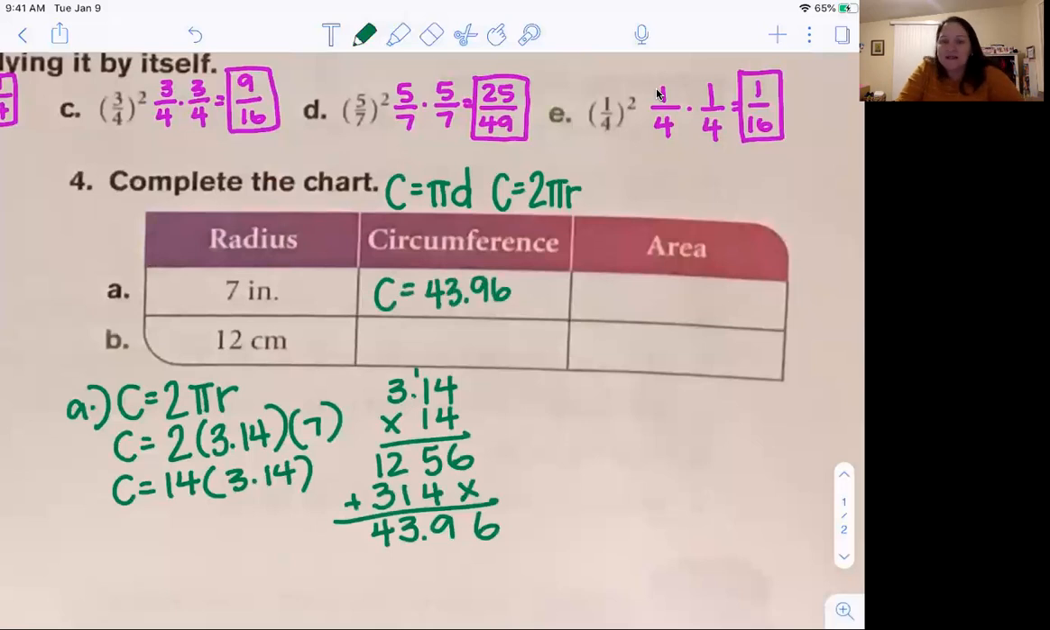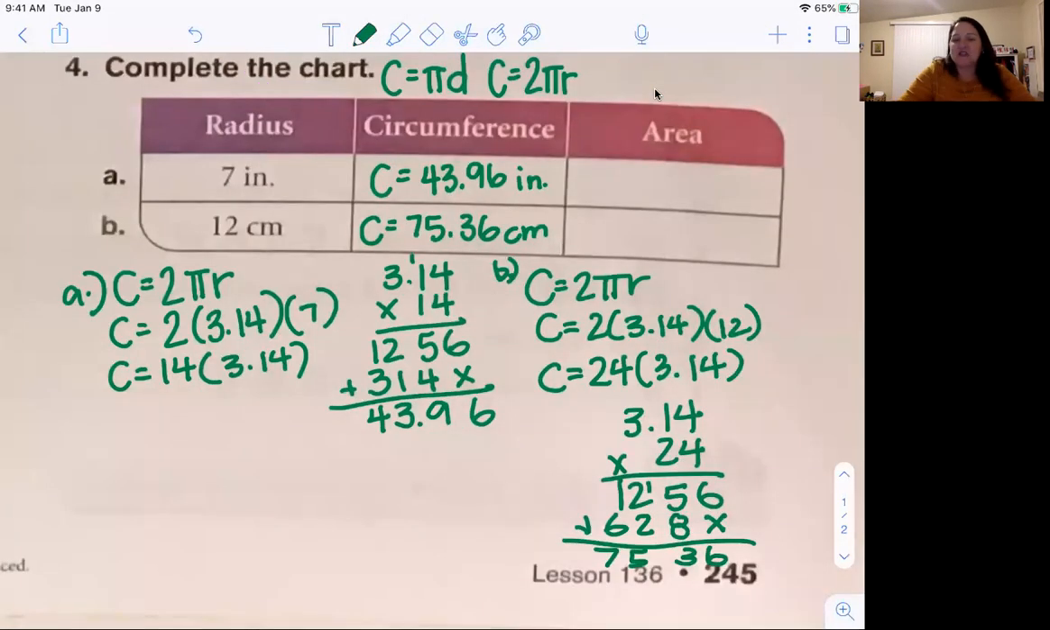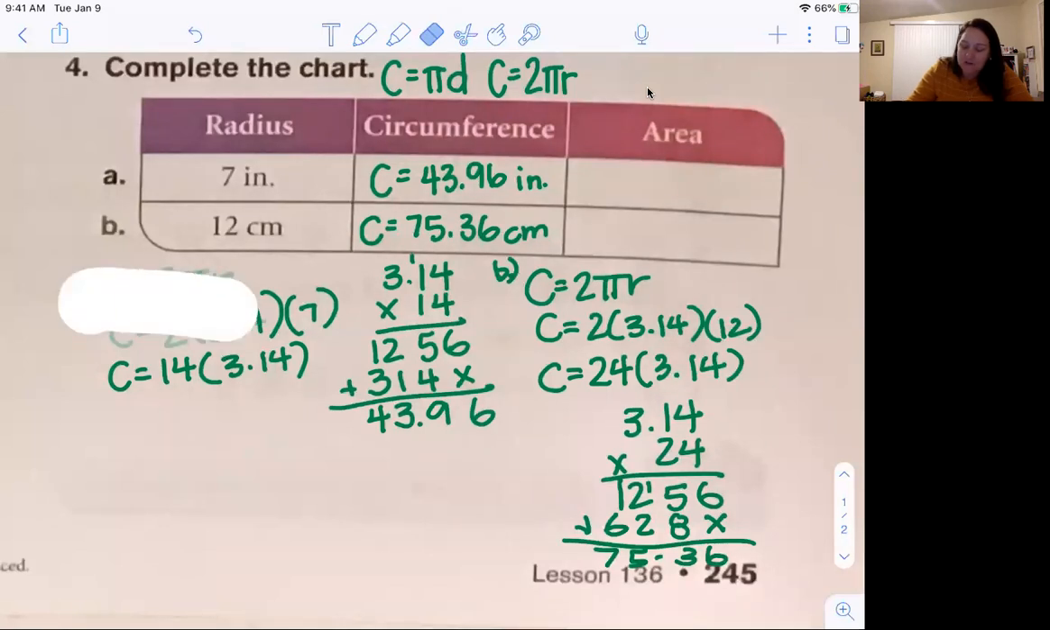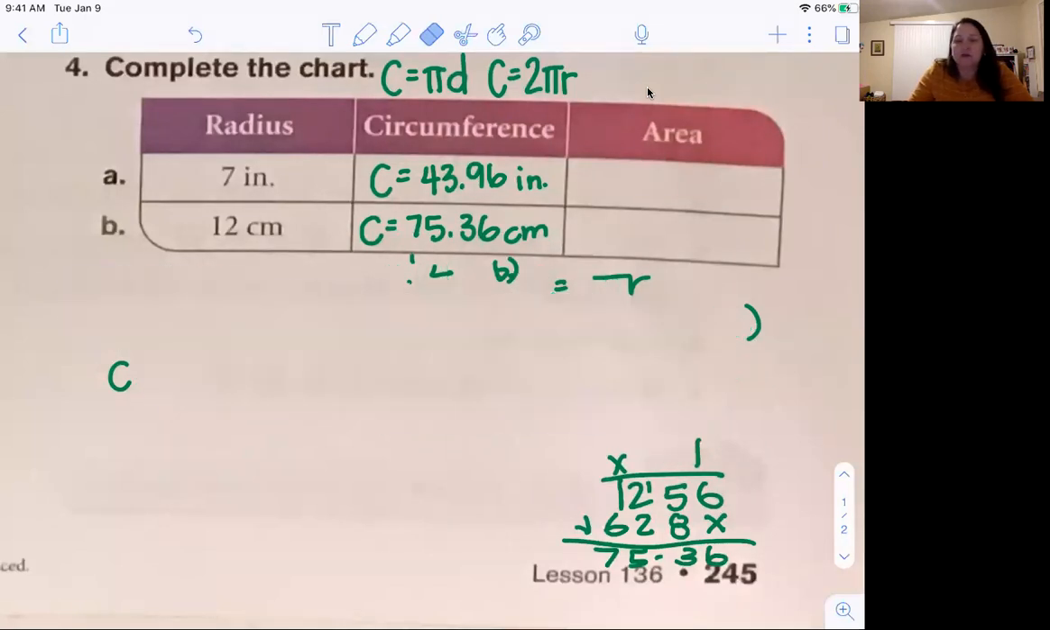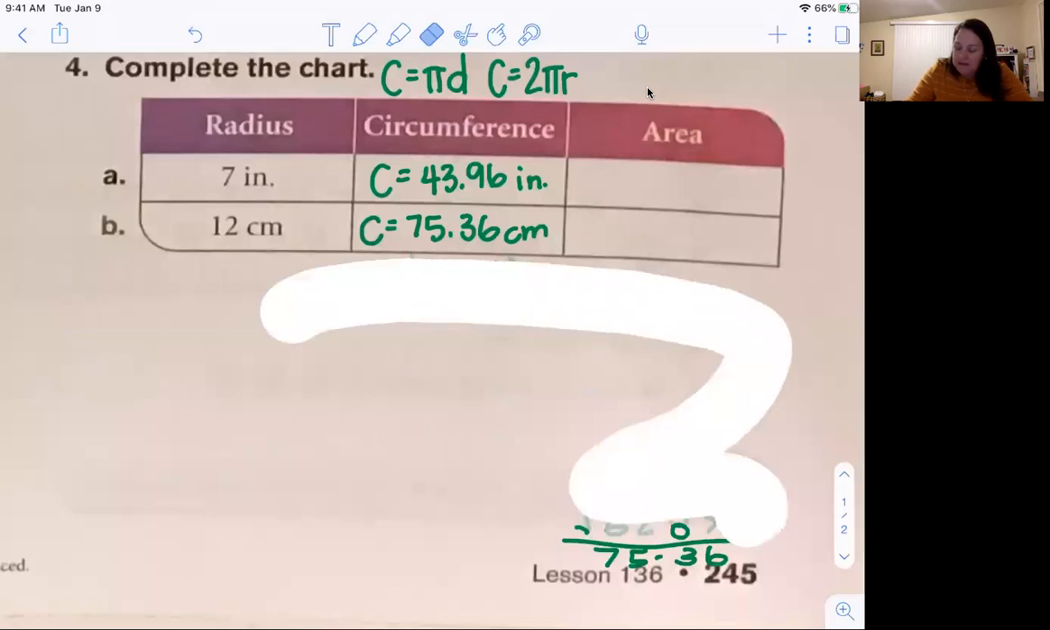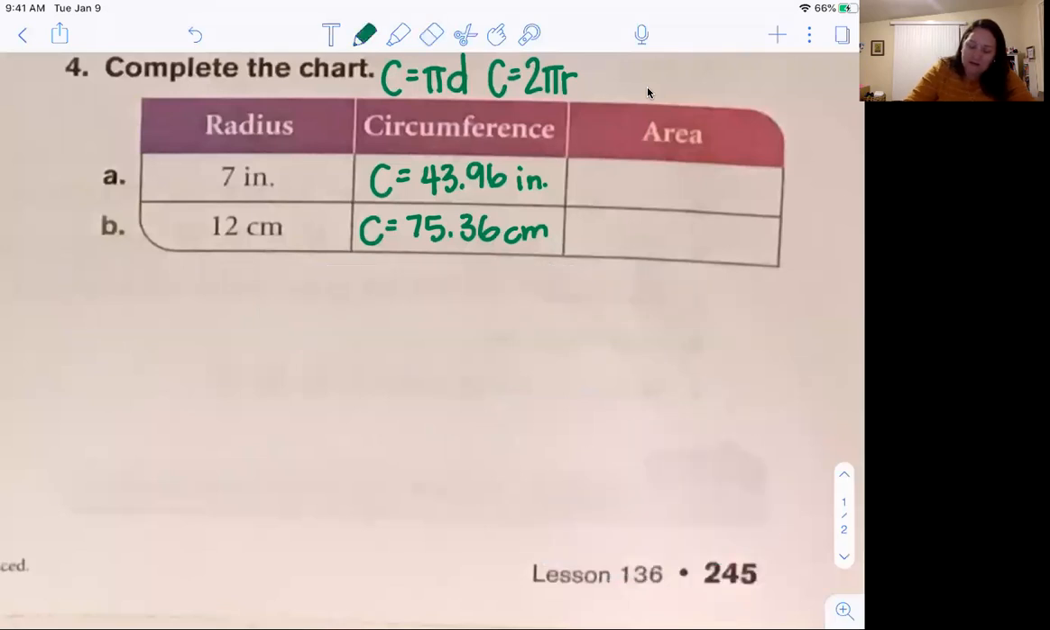So my circumference equals 43.96 what? Inches. Excellent. Let's do the second circumference. Actually, I want you to try the second circumference. Pause and come back. Okay, check mine with yours. Did you get 75.36 centimeters? Awesome job. If you didn't, pause, work it out again. Check mine with yours. See where the mistake was made. Practice makes progress. You guys are doing a great job practicing.